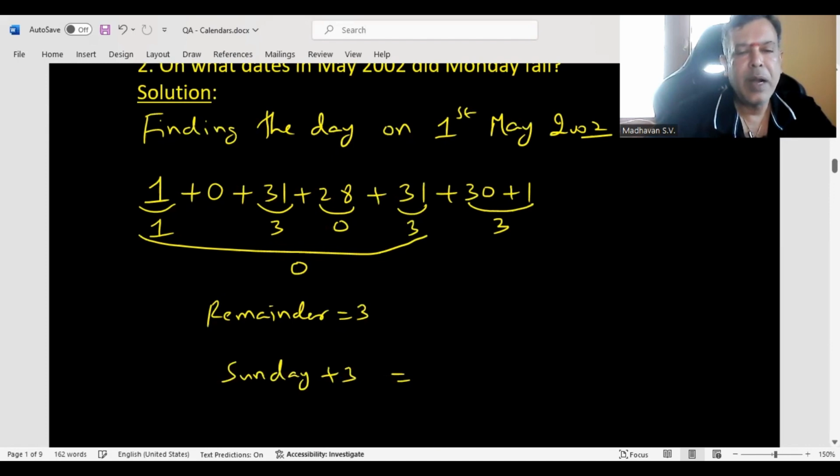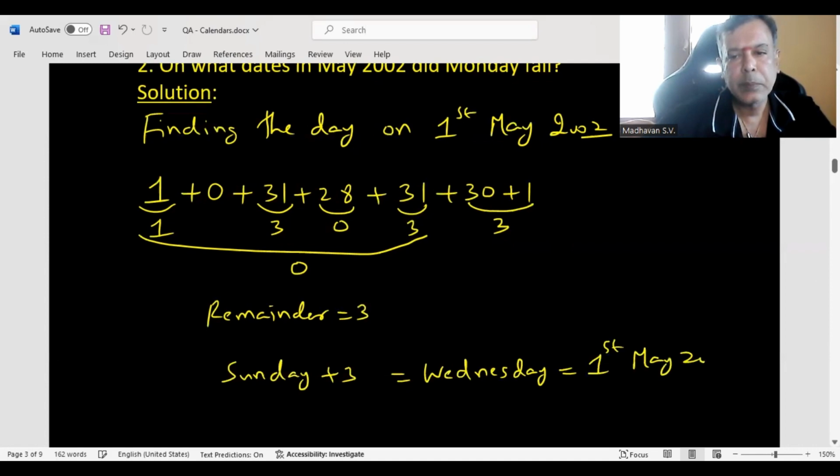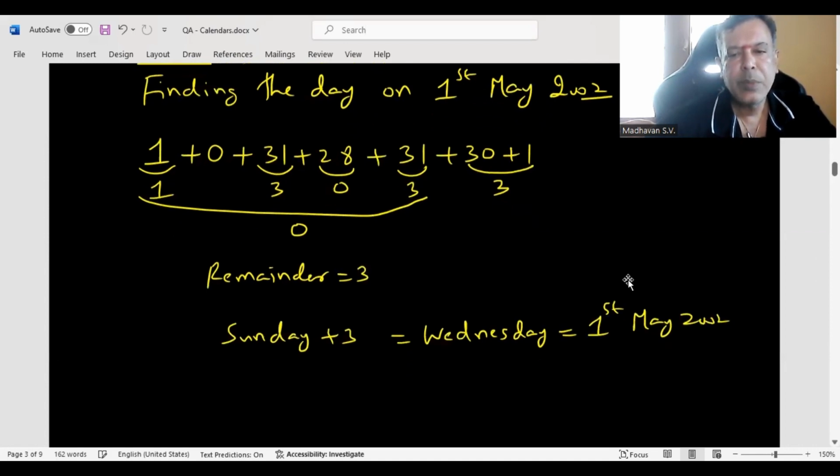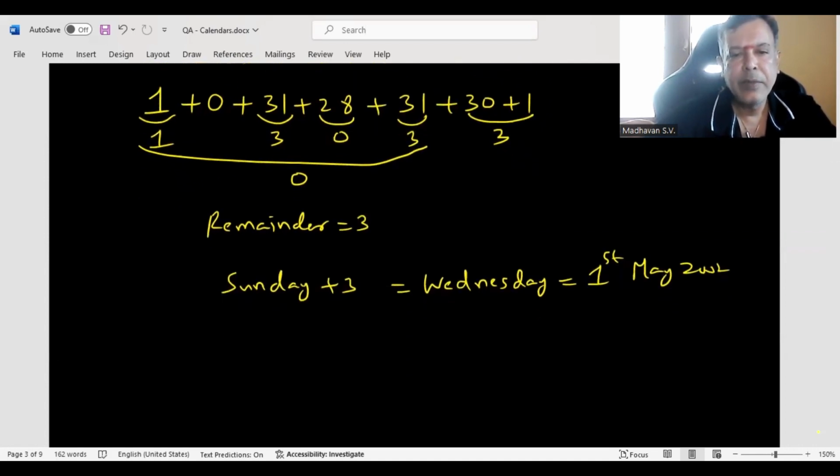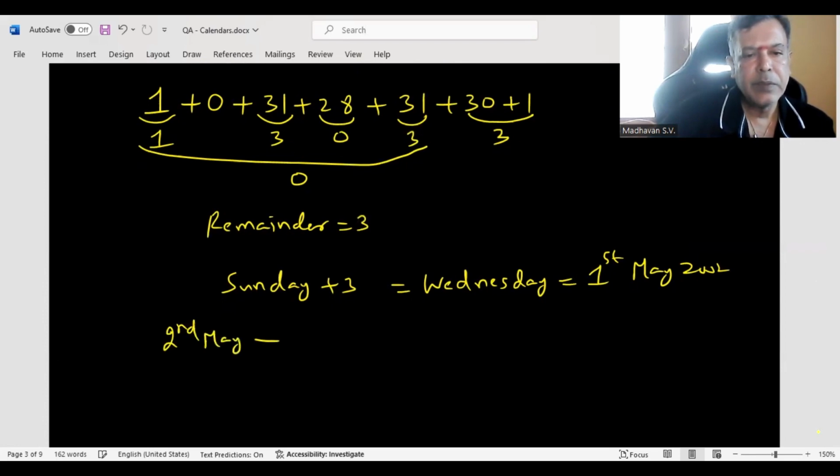So it becomes Monday, Tuesday, Wednesday. So Sunday plus 3 is Wednesday. Means Wednesday is the day on 1st May 2002. Which means Monday, which will be the Monday, 2nd May will be Thursday.